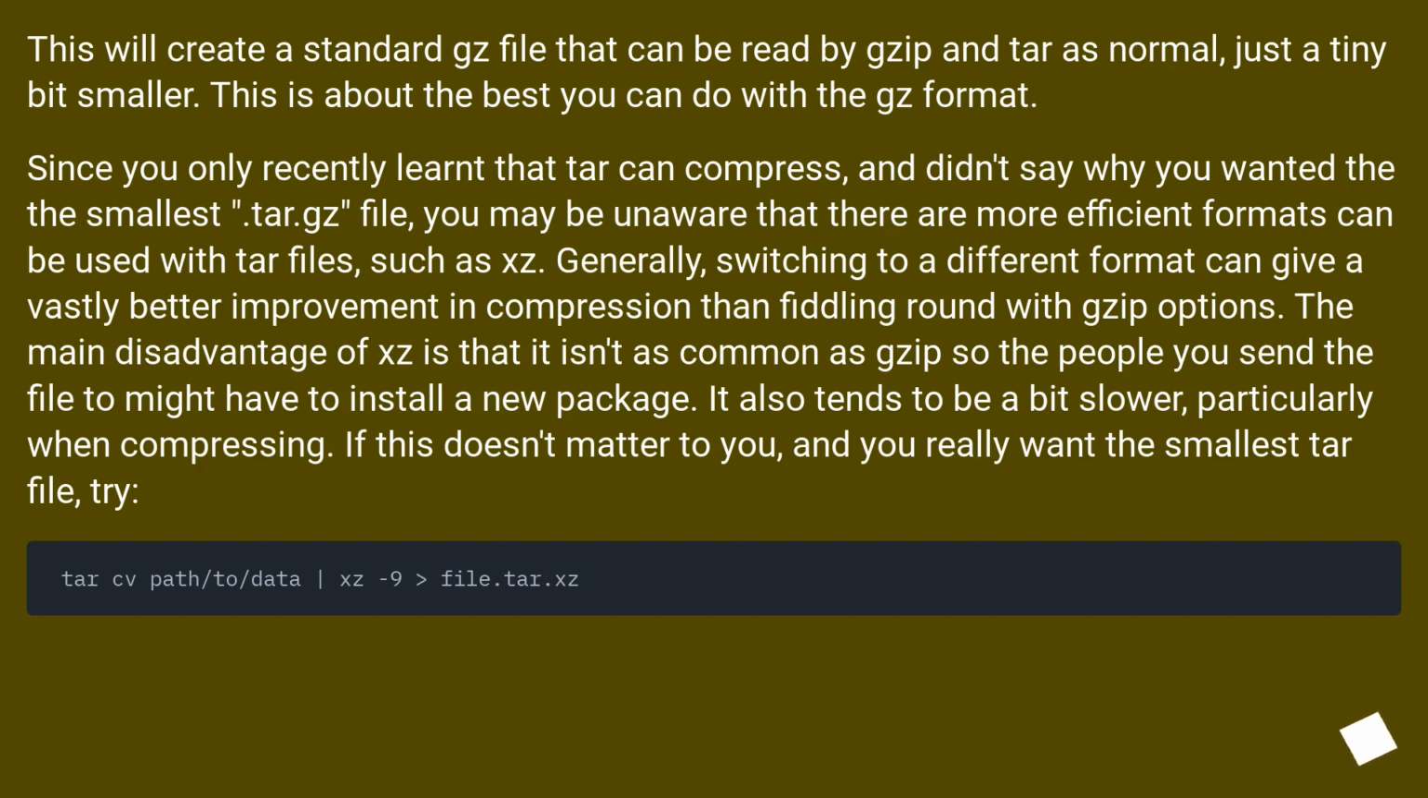Since you only recently learned that tar can compress, and didn't say why you wanted the smallest tar.gz file, you may be unaware that there are more efficient formats that can be used with tar files, such as xz. Generally, switching to a different format can give a vastly better improvement in compression than fiddling around with gzip options.